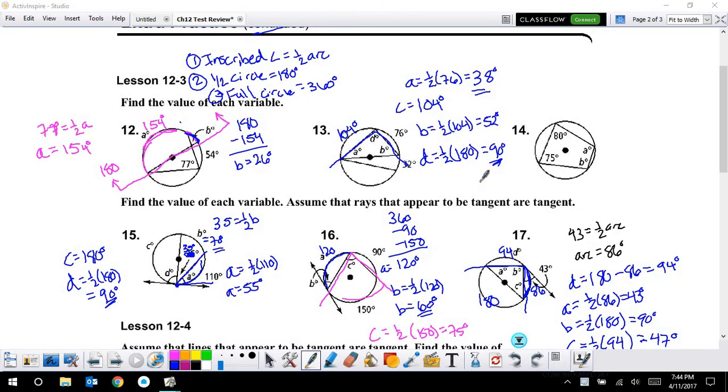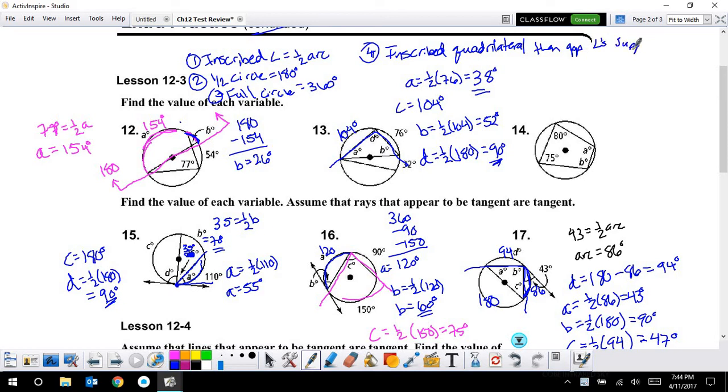Alrighty, so I forgot to go back to number 14 there, just because we had skipped it for a little bit. So for 14, there was a fourth rule in 12.3 that we wrote down in the notes, and that was that if you had an inscribed quadrilateral, then the opposite angles were supplementary.